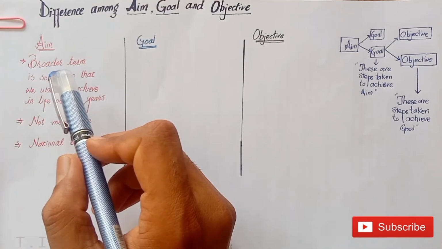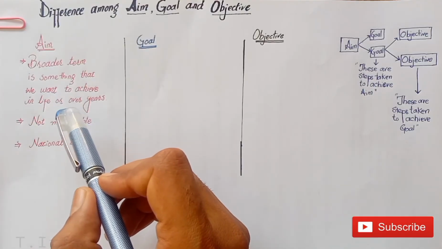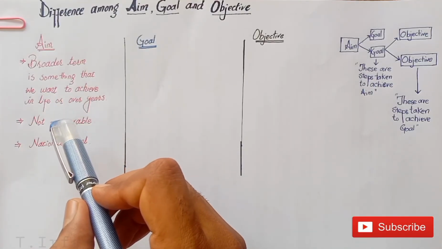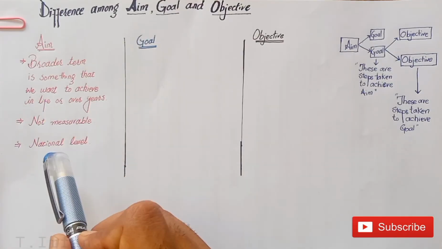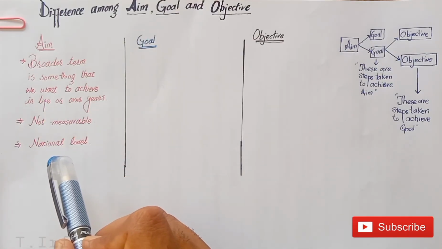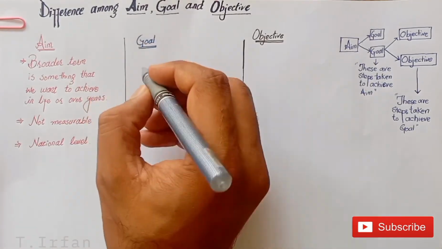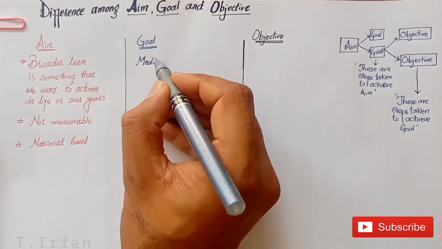Aim is the broader term, that is something that we want to achieve in our life or within years. Being broader, these are not measurable and are constructed at national level. And the goal is the medium term as compared to aim and objective.